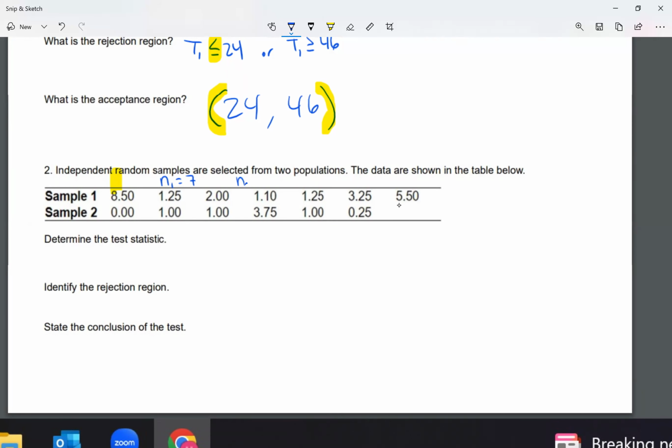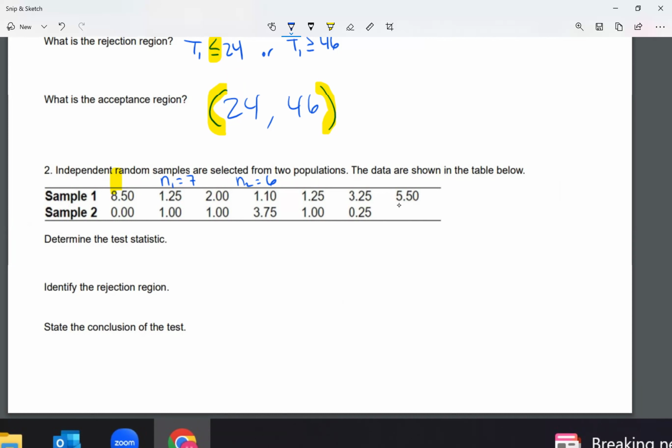And my N2, or my second sample, let me count how many numbers there are. There's 1, 2, 3, 4, 5, 6. So 7 in sample 1, 6 in sample 2. So I see that N1 is 7 and N2 is 6. Okay. Now here it says determine the test statistic. So on the previous example, we worked on the acceptance region and rejection region. Now we're going to actually learn how to find the statistic. So let's see. The way we're going to rank this, I'm going to rank them from smallest to largest.